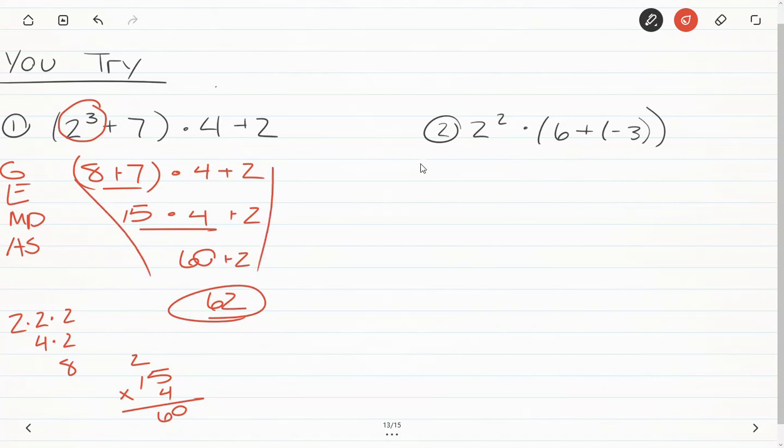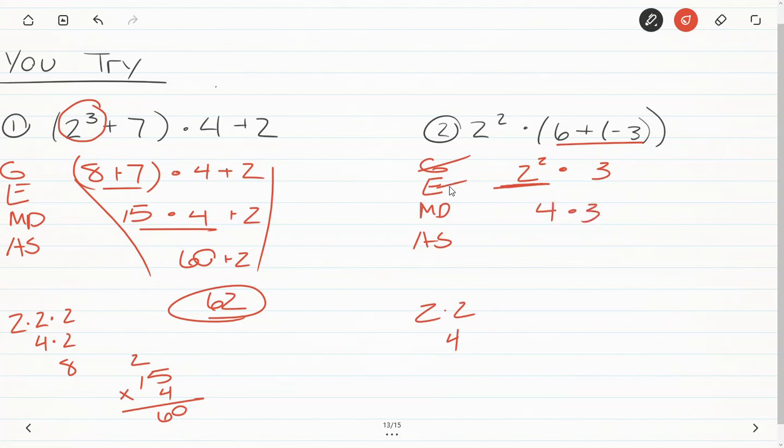For the second example, I'm going to write my GEMDAS down the side so I don't lose any steps. I have a grouping here to solve, 6 plus -3. 6 plus -3 gives me a positive 3 times 2 to the second. Groupings are gone. Exponents come next. I have this 2 to the second, which is really 2 times 2, which gives me 4. So I have 4 times 3. And then I'm just going to multiply. 4 times 3 gives me 12.